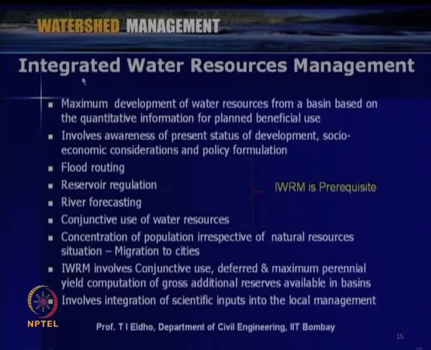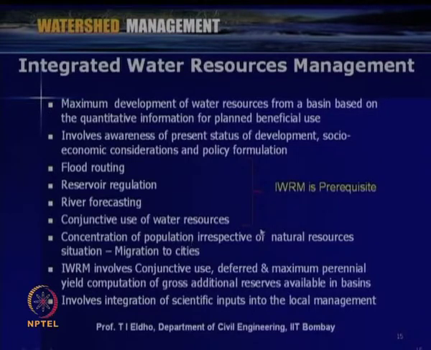Now finally, as far as integrated water resource management is concerned, it can involve various things, like maximum development of water resource from a basin based on quantitative information for planned beneficial use. Then it can involve awareness of the present status of development, socio-economic consideration and policy formulation. There can be various technical issues like flood routing, reservoir regulations, river forecasting, then conjunctive use of various water resource. We will be discussing conjunctive use of water resource in the next lecture.